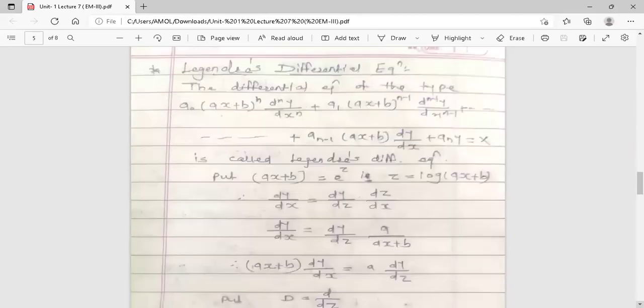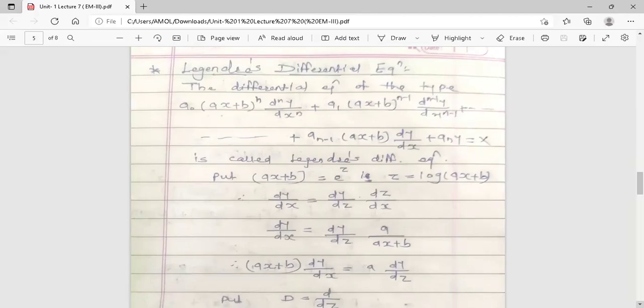The next equation which is reducible to LDE is Legendre's differential equation. We can reduce this equation to LDE. Now, how to reduce it? How to reduce this Legendre's equation to LDE?